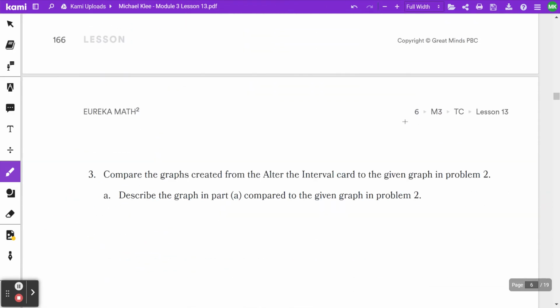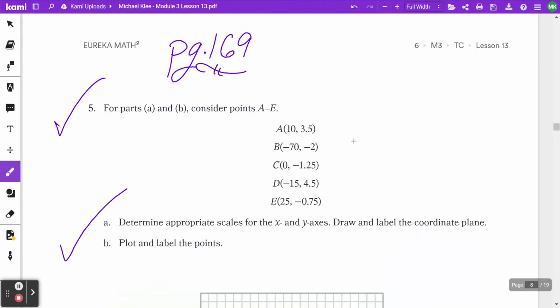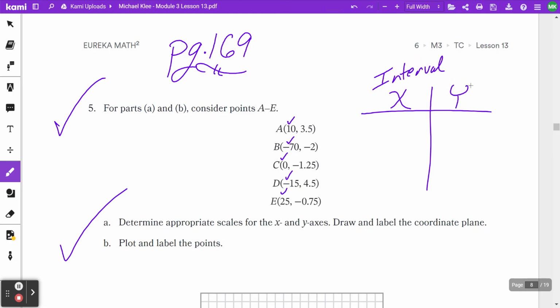So what I did was I went down to page 169 because I found one. We're going to play around in here. And this is what I'm talking about. See, the x value 10 is not so bad. That would have fit on that earlier grid. But this -70, no way, that's not going to work. We also have a 0, a -15, and a 25. So I'm going to have to check and change my x interval, right? My little intervals, right? And I'm going to have to check and adjust my y intervals.